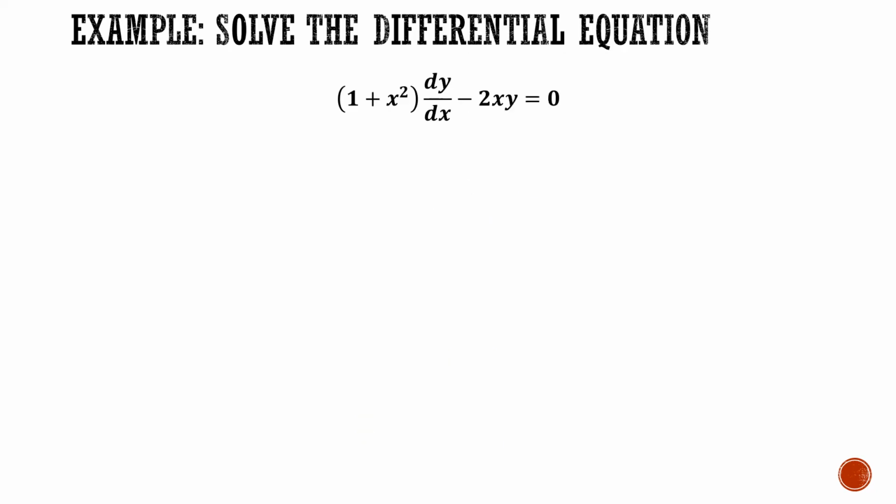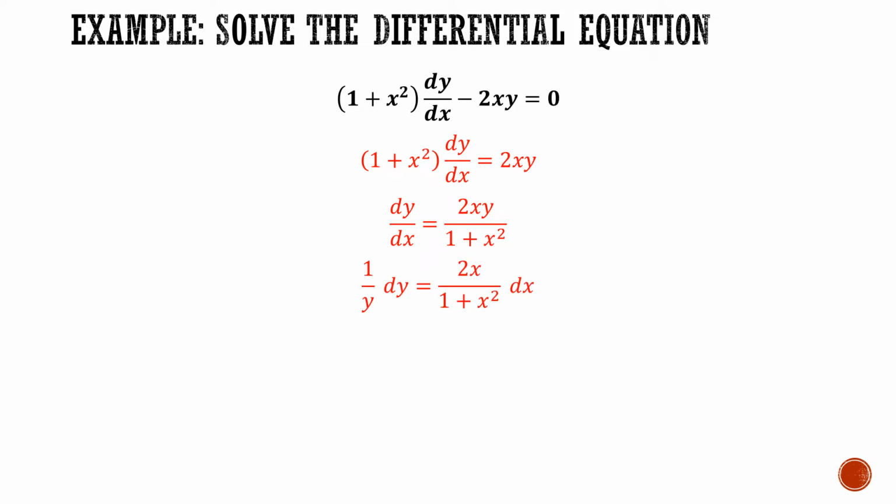All right, next example, we have (1 plus x squared) dy over dx equals negative 2xy. Again, my goal is to get my x's and y's separated. So the first thing I'm going to do is add that 2xy to the other side. Then I'm going to divide by 1 plus x squared. Then I'm going to divide by y and multiply by dx, to get the x's and y's separated.